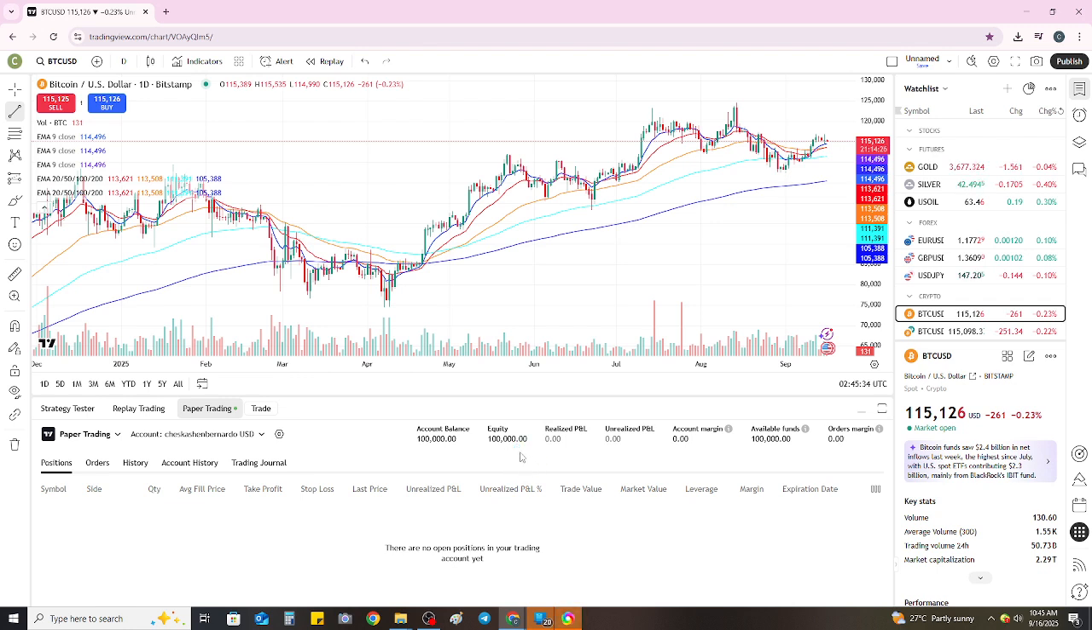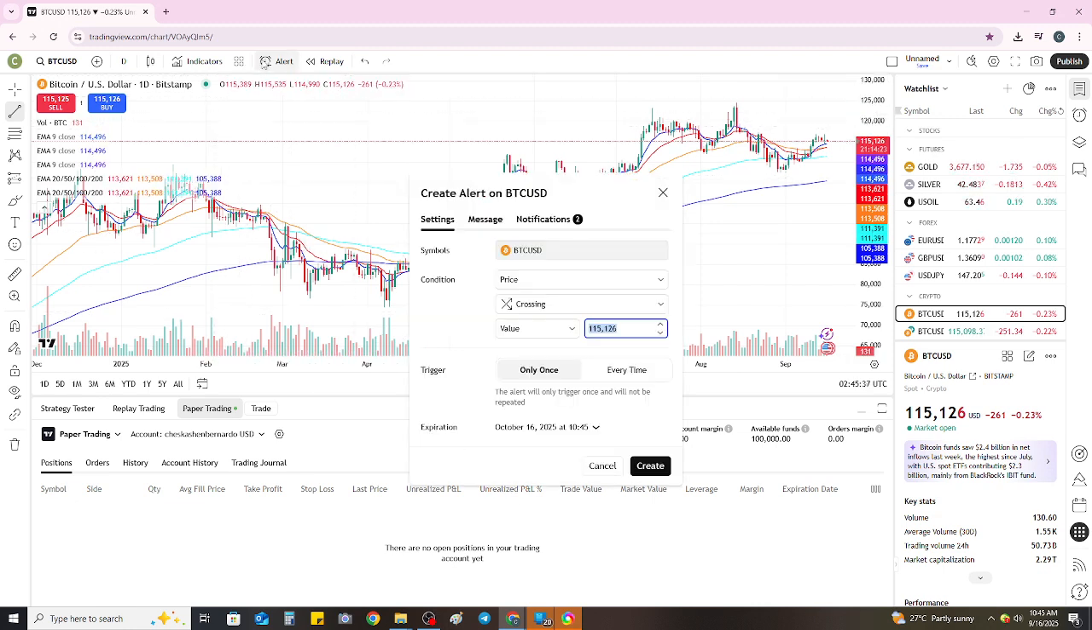You can set alerts on TradingView for price levels or specific indicator thresholds to make sure you never miss a critical market move. This can be a great way to stay on top of potential opportunities without constantly monitoring the charts.